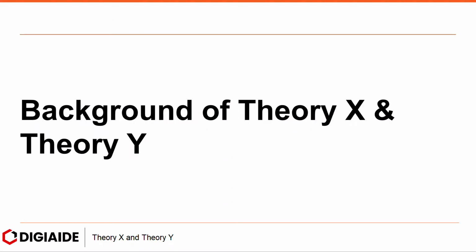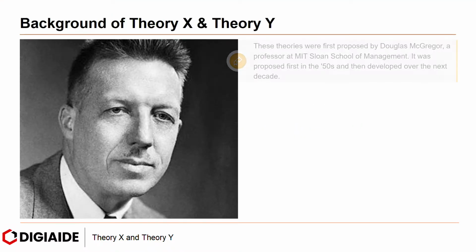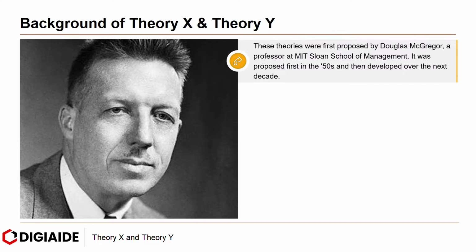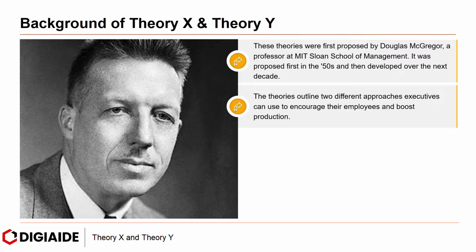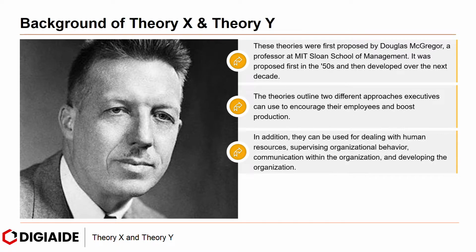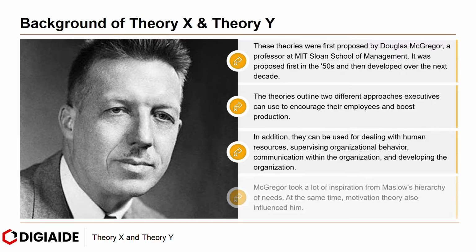Moving on to the background of Theory X and Theory Y. These theories were first proposed by Douglas McGregor, a professor at MIT Sloan School of Management. It was proposed first in the 50s and then developed over the next decade. The theories outline two different approaches executives can use to encourage their employees and boost production. In addition, they can be used for dealing with human resources, supervising organizational behavior, communication within the organization, and developing the organization. McGregor took a lot of inspiration from Maslow's hierarchy of needs theory. At the same time, motivation theory also influenced him.